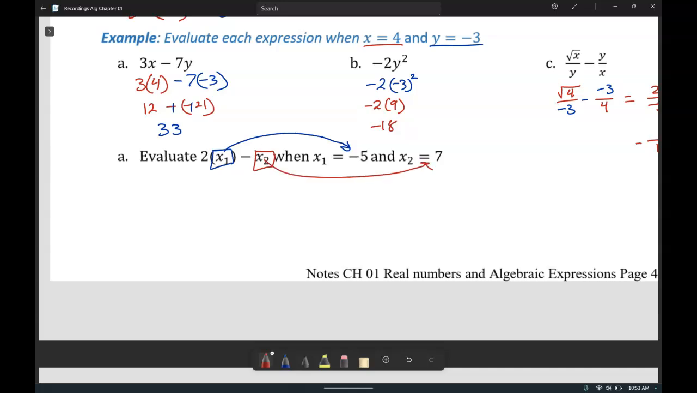So we just substitute these in. 2 times negative 5 minus 7. We follow through our order of operations, and we evaluate our expression.